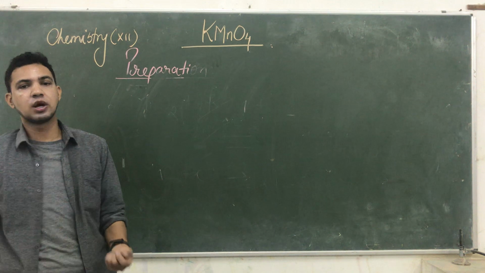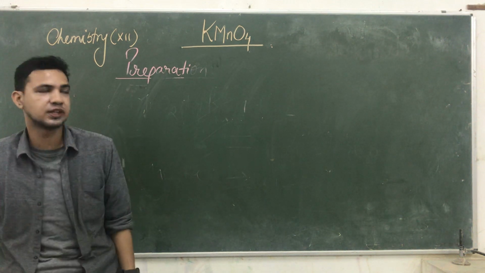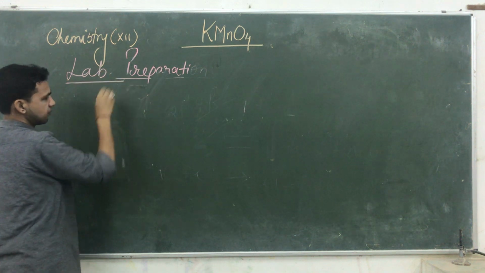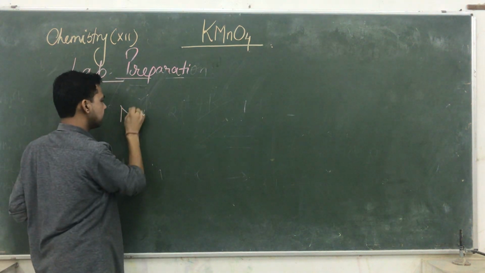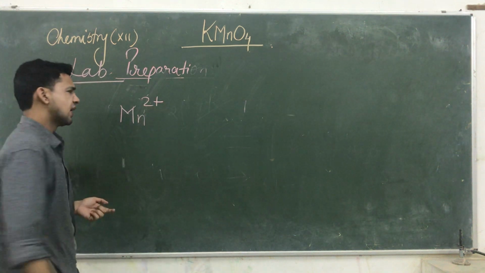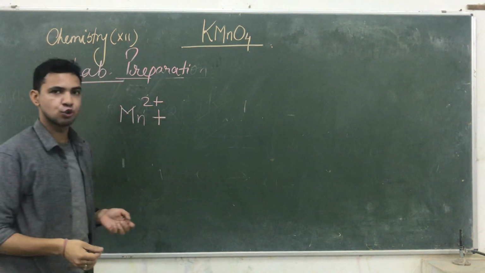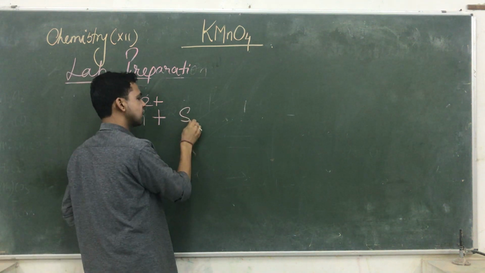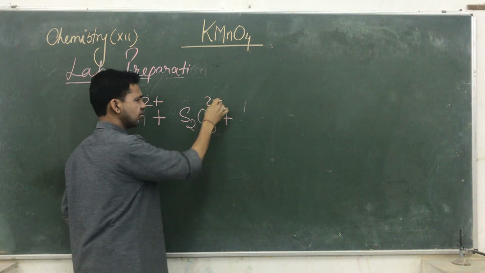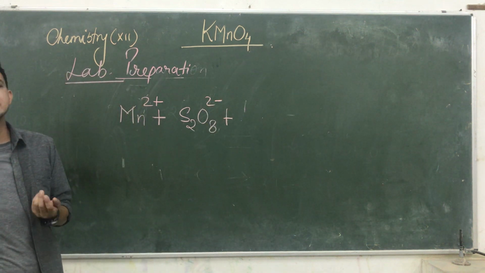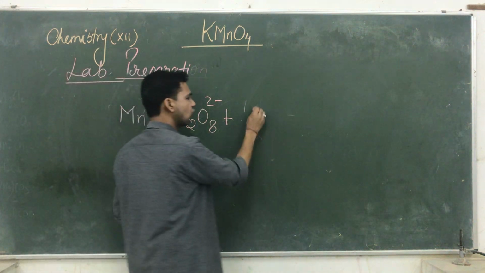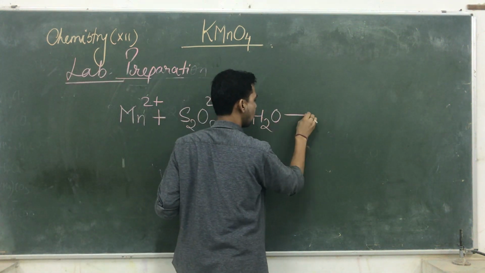So here, peroxodisulfate is used. So generally, we are talking about the laboratory preparation method. In the laboratory preparation method, you are using a salt of Mn, any salt, and then we are using peroxodisulfate. Peroxodisulfate is S2O8, carrying a negative charge, and we are also taking water, H2O.